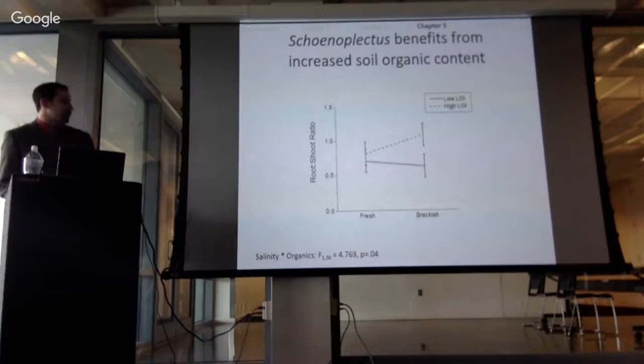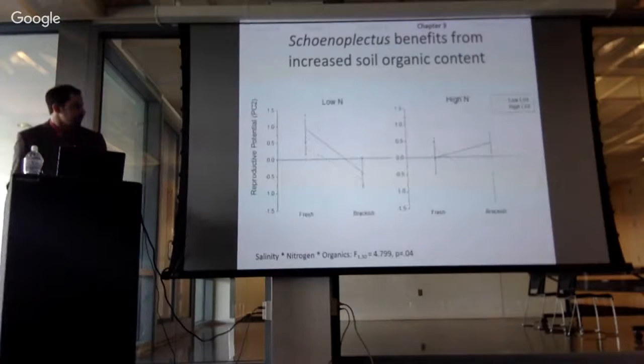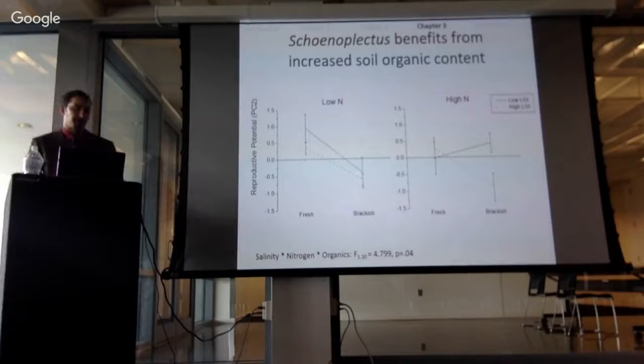I actually saw an increase in root to shoot ratio when brackish conditions were introduced on the condition that LOI again was high. This possibly came at the expense of reproductive biomass allocation. So we see that under those brackish conditions, we see a decrease in that second principal component.